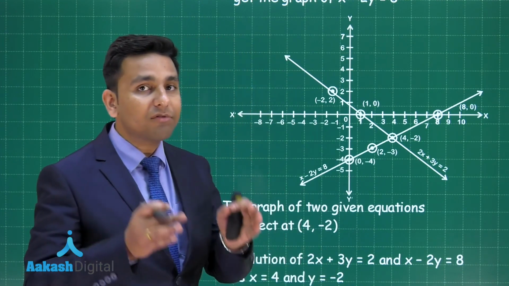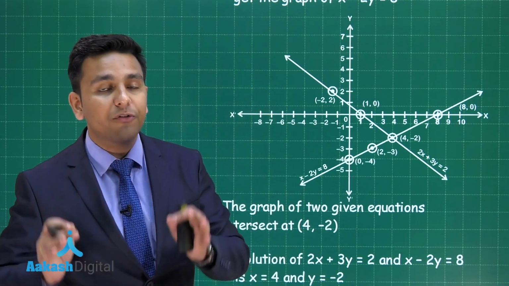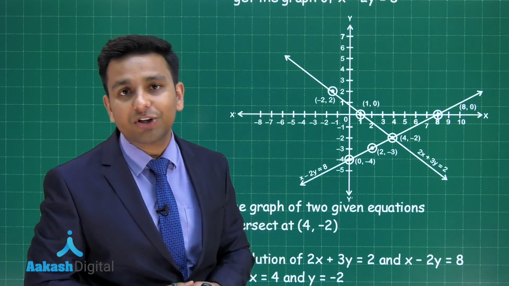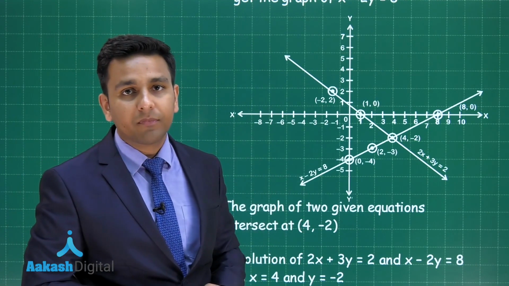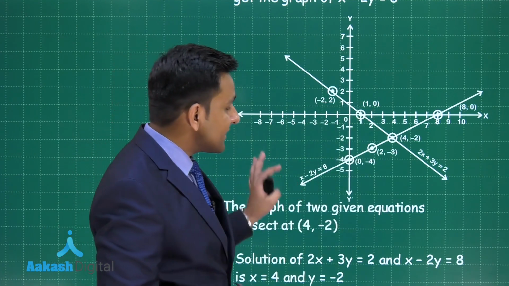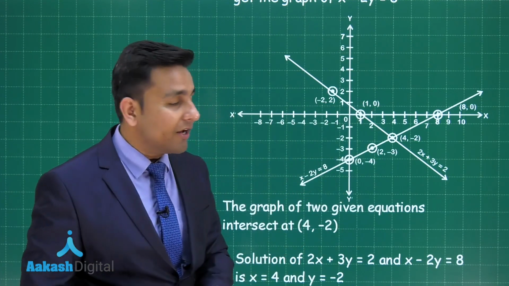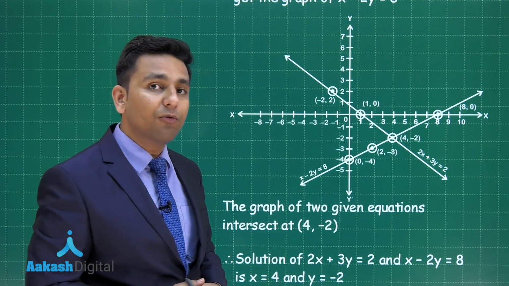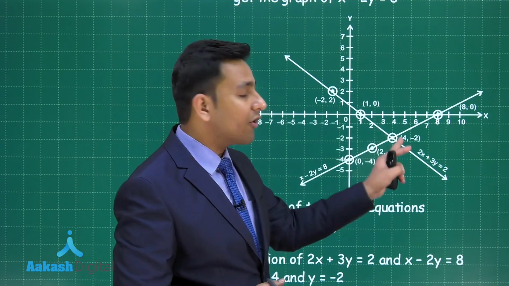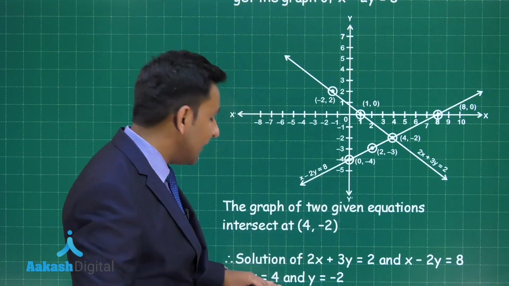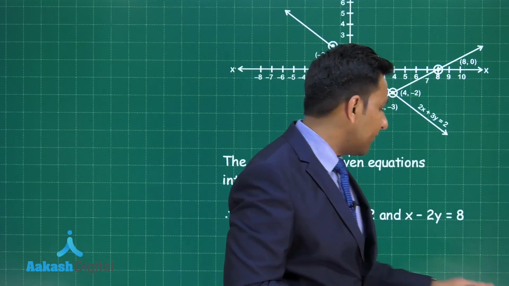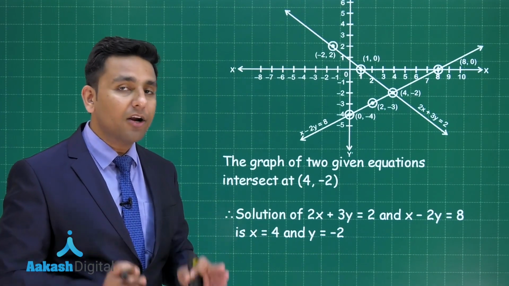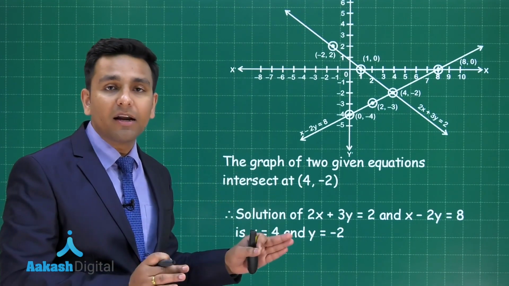That means we have the coordinates of the point of intersection of the graphs of the given pair of linear equations in two variables. With the help of this graph, I can conclude here that the solution of the given pair of linear equations in two variables is (4, minus 2). That means the value of x is 4 and the value of y is minus 2. I hope this question is clear to everyone. This is a 3-marker question.